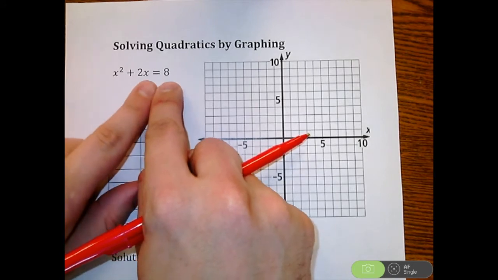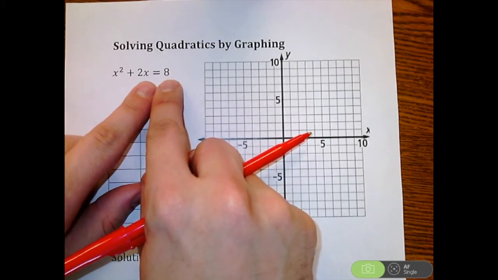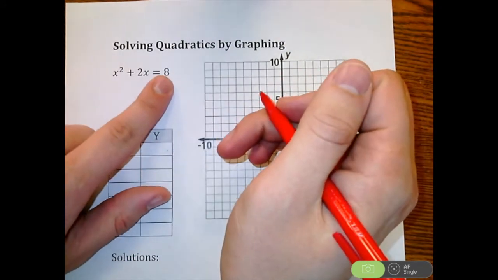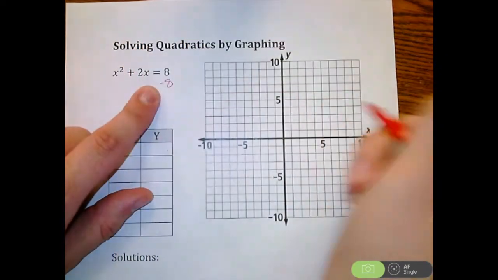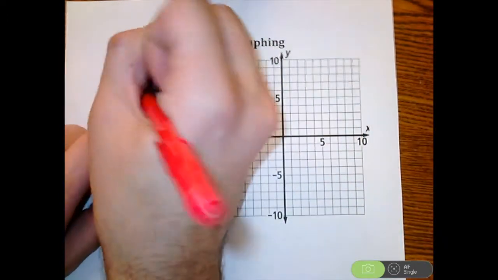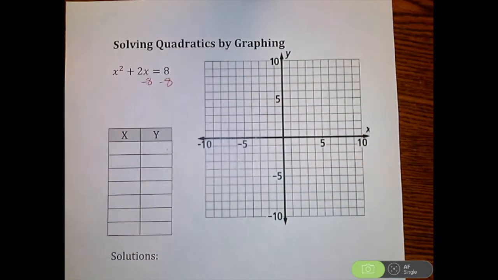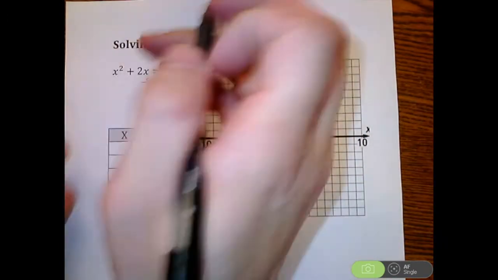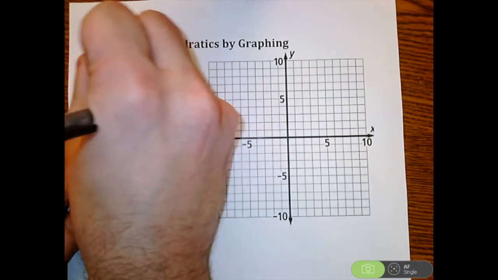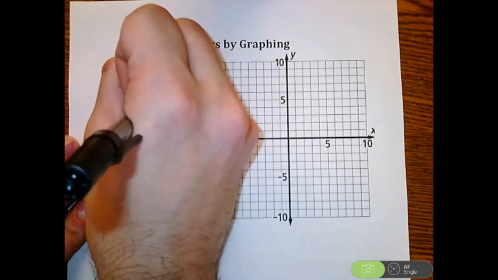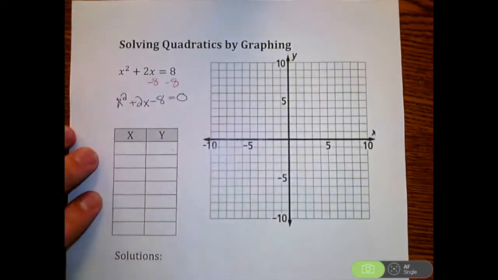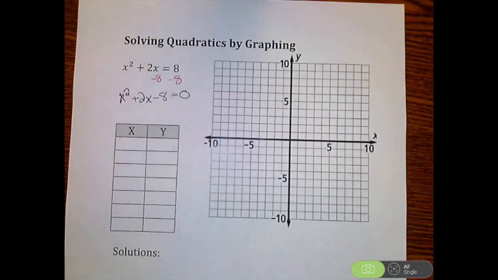So right now I have x squared plus 2x equals 8. I do not have a 0 on the other side. In order to get a 0 on the other side, I would like to move this 8 over to the left side. So I'm going to subtract 8 on the right side. If I subtract it on the right side, I've got to subtract it on the left side. And when I do that, I'm going to get x squared plus 2x minus 8 equals 0. I got it equal to 0. This is going to allow me to do a lot of things.